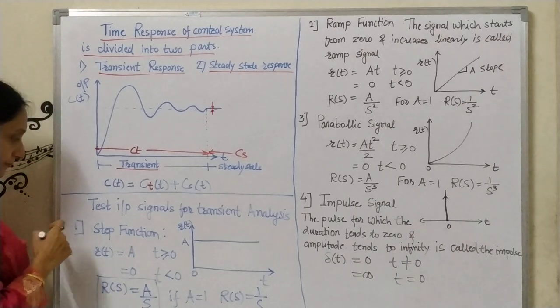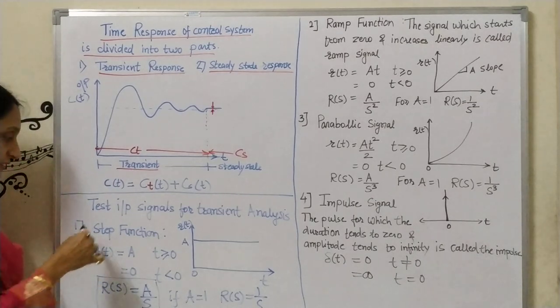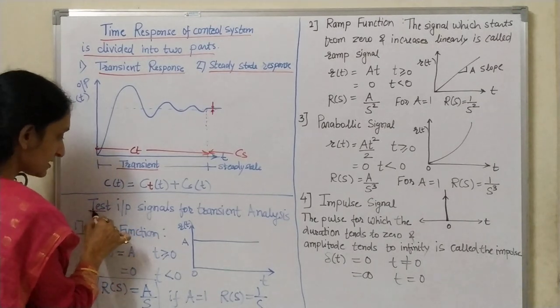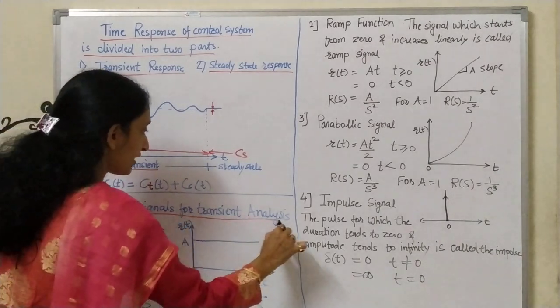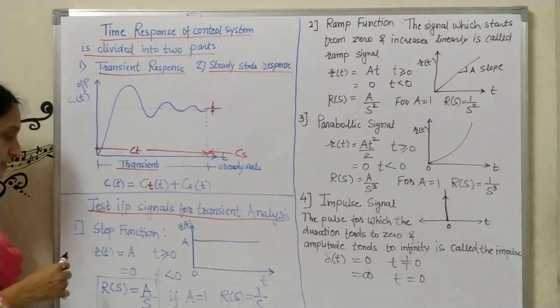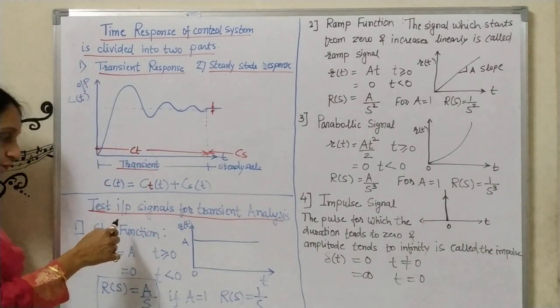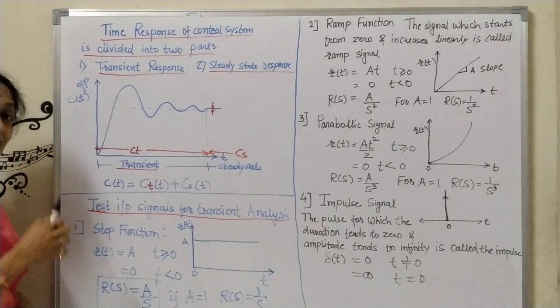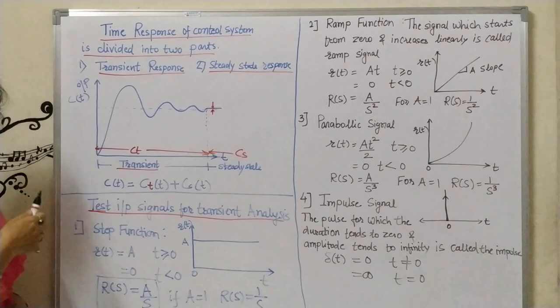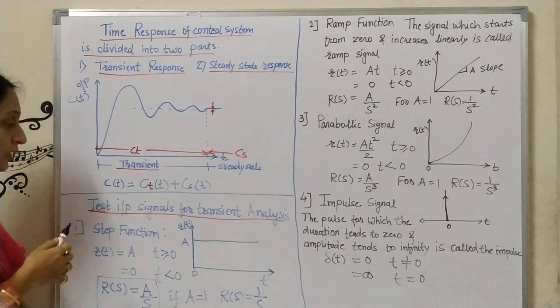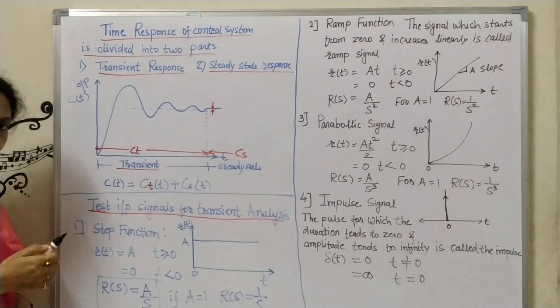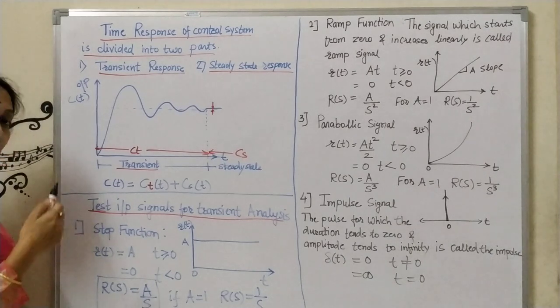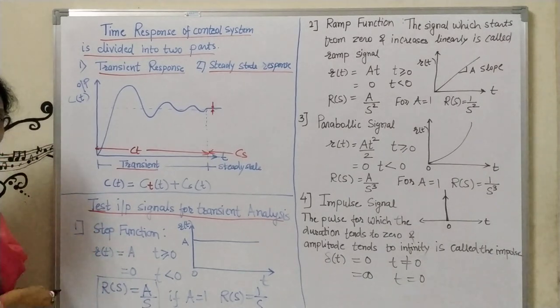Okay, now see, next we have to see the test signals or test input signals for transient analysis. Look at this, test input signals for transient analysis. See, we have studied these inputs in network theory also, but we will revise because we have to obtain output. So the output will change depending on the input. So what are the standard test inputs?